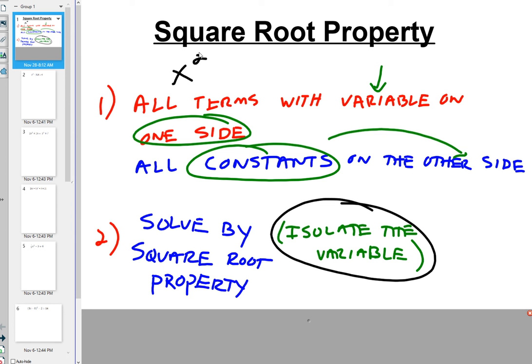If I have an x squared, in order for x to be by itself, at some point I'm going to have to get rid of the square. Usually it's at the end, but not always. Depends if there's a parentheses there or whatever. But that's where the title comes in, square root property.